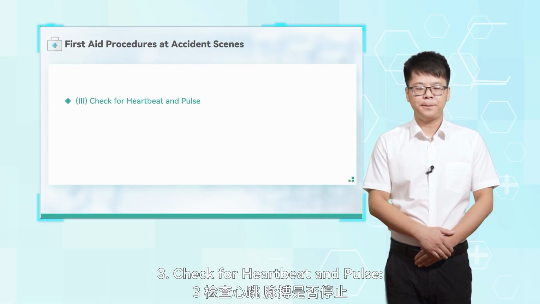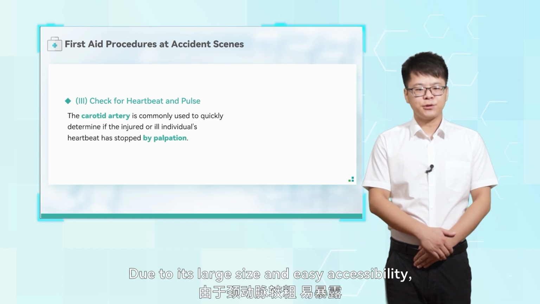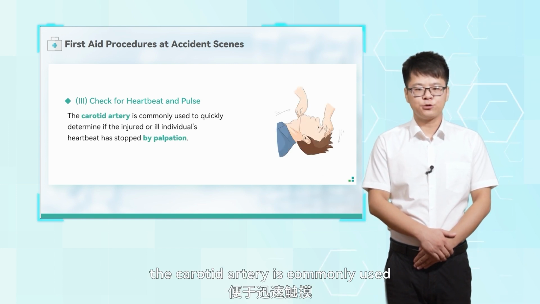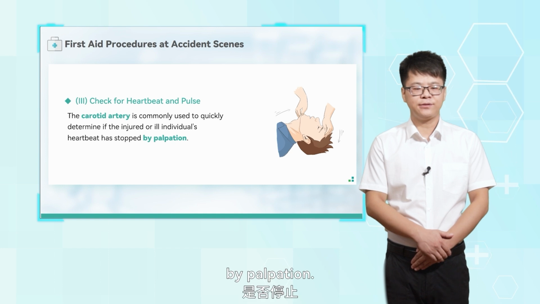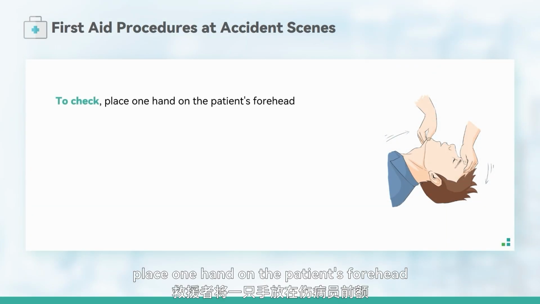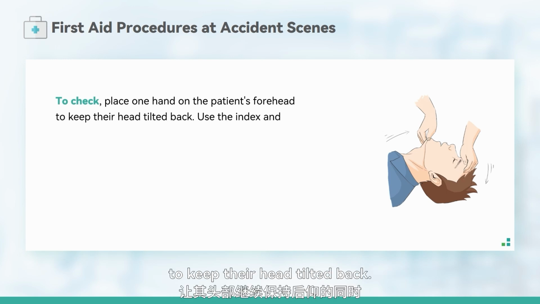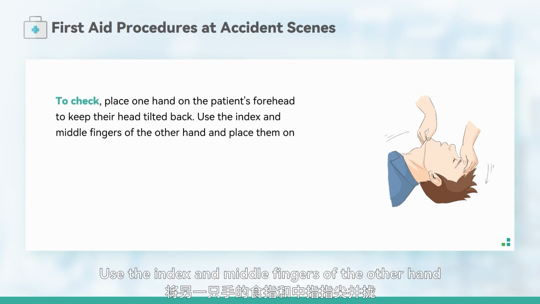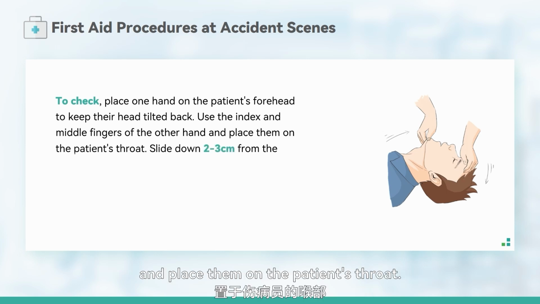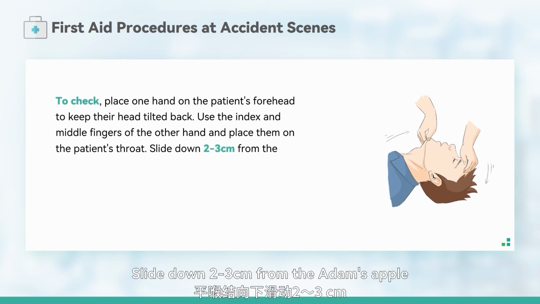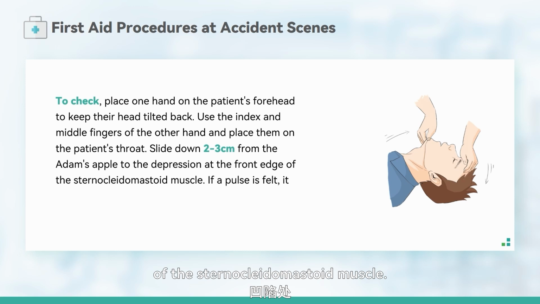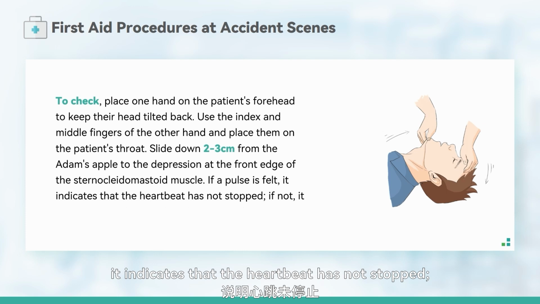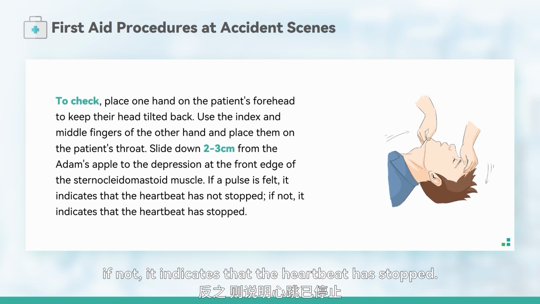3. Check for heartbeat and pulse. Due to its large size and easy accessibility, the carotid artery is commonly used to quickly determine if the injured individual's heartbeat has stopped by palpation. To check, place one hand on the patient's forehead to keep their head tilted back. Use the index and middle fingers of the other hand and place them on the patient's throat. Slide down 2 to 3 centimeters from the Adam's apple to the depression at the front edge of the sternocleidomastoid muscle. If a pulse is felt, it indicates that the heartbeat has not stopped. If not, it indicates that the heartbeat has stopped.